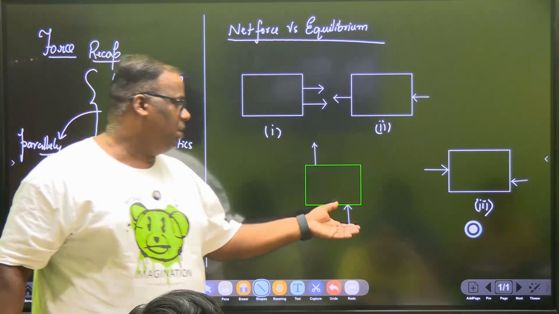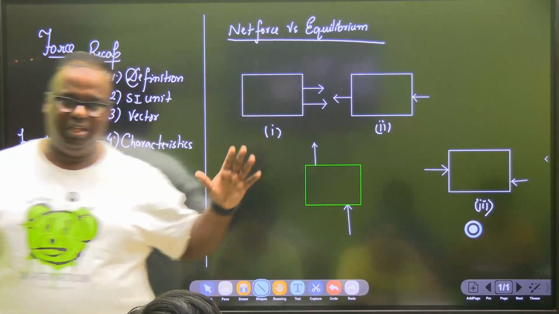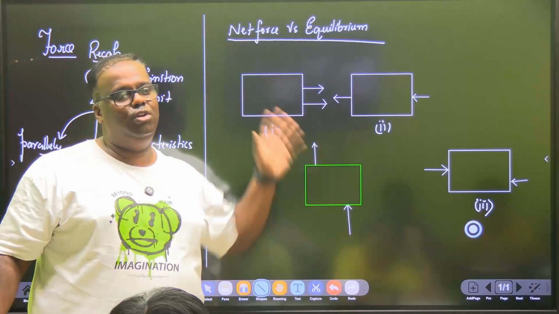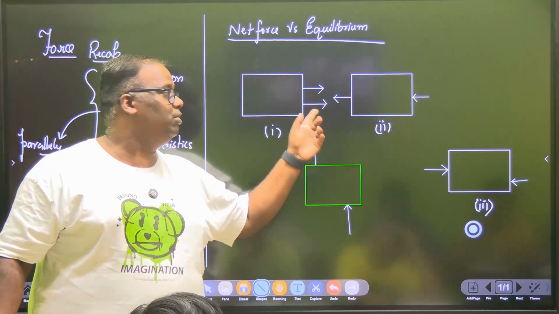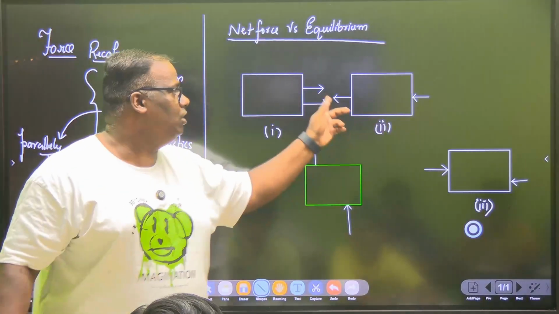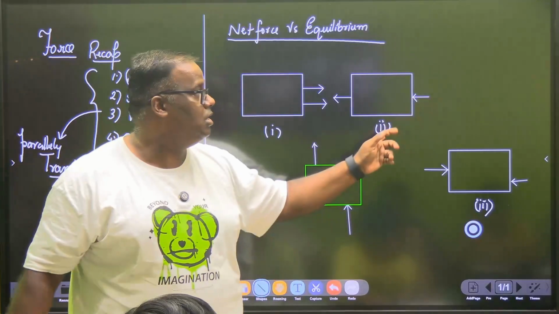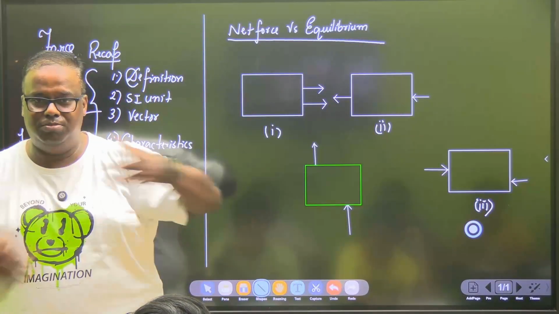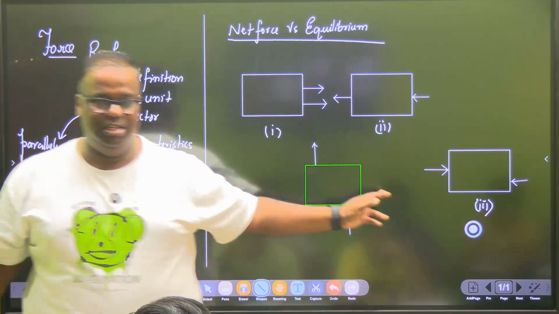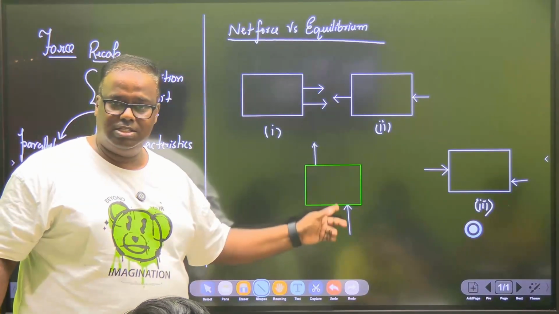Yes. You try to do one simple thing. Take any one edge and bring all the forces onto the same edge. This arrow can be brought here or this arrow can be taken here. No issues. In this case, whichever arrow you bring, it's a crisscross mechanism. These forces are not in same direction. These forces are in same direction.